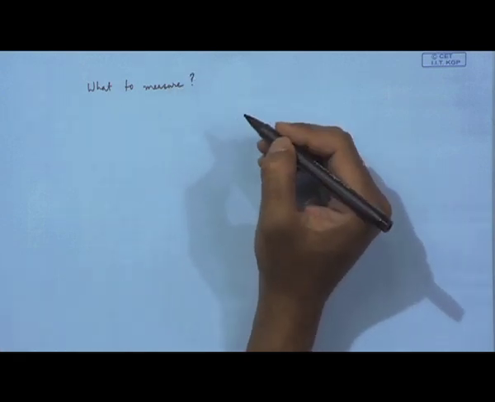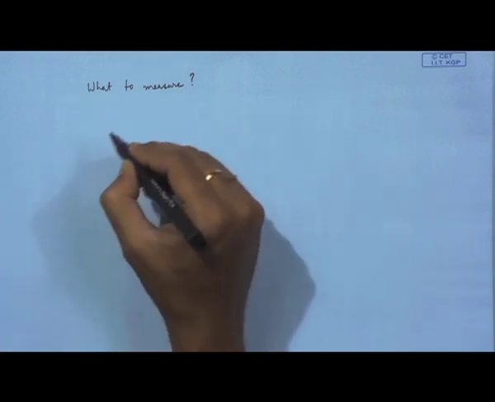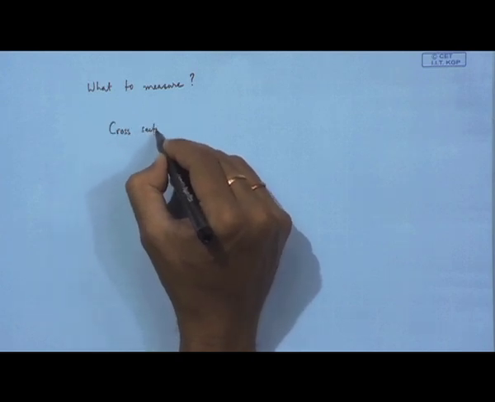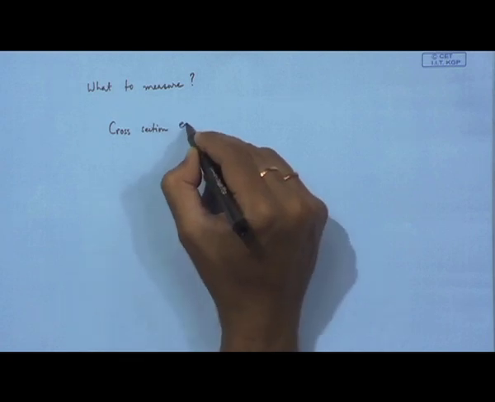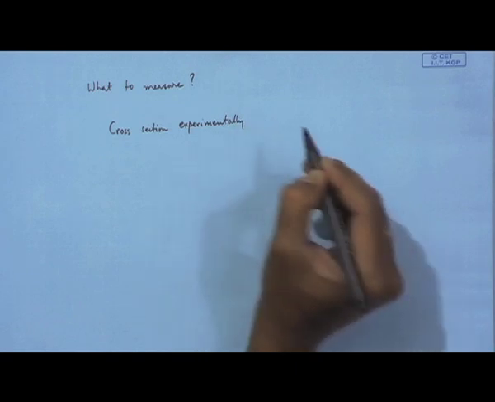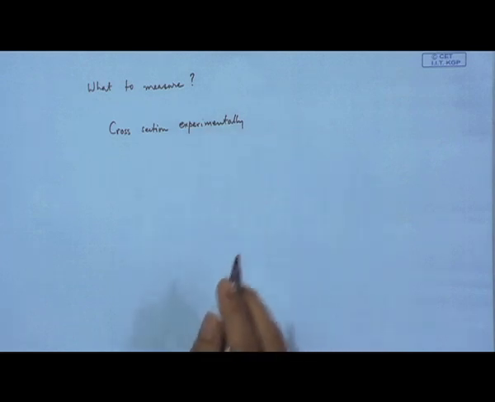Now, we want to measure the cross section experimentally, the reaction cross section. Now, the reaction cross section may be regarded as an effective target area for the reaction to occur. Okay. It is the effective target area.